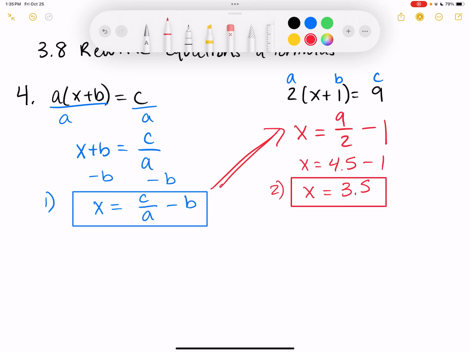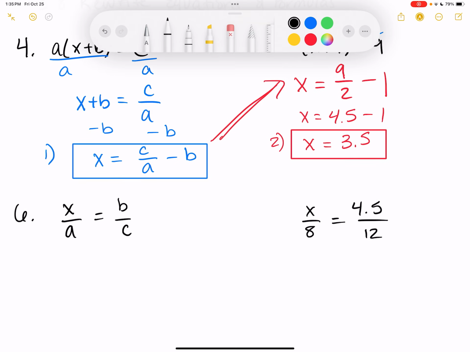Okay. Number 6. X over A equals B over C. And ultimately, I'm looking at x over 8 equals 4.5 over 12. So I need to solve for x over here first. What would I have to do to get x by itself? Times it by a. Yep, multiply both sides by a. So x equals b times a divided by c, or you can leave it separated like I have it right here, which is fine too.